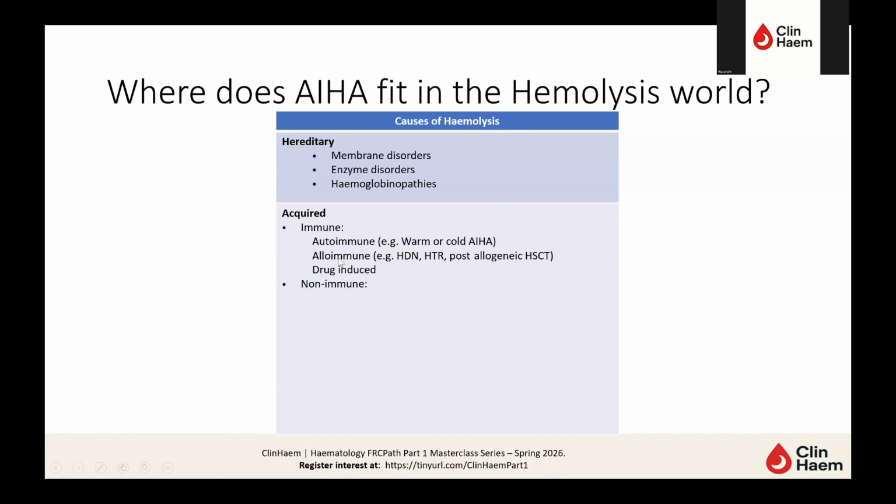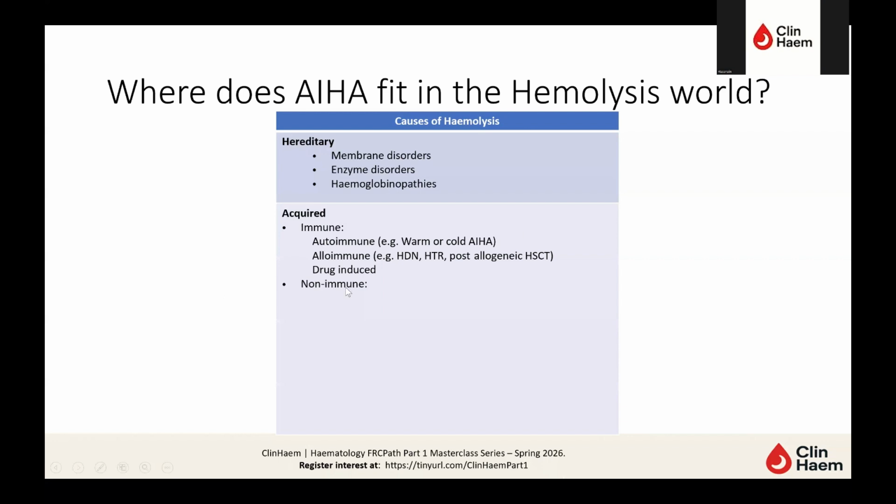But of course, it can be alloimmune. So, for example, hemolytic transfusion reaction. Donor blood cells going to a patient will make antibodies against the donor antigens if they are foreign to the patient, and that's an immune mechanism, but that's alloimmune. Drug induced: some drugs can also initiate an immune response against the cells, which otherwise would not have been there. So what we will focus on is basically the autoimmune part today.